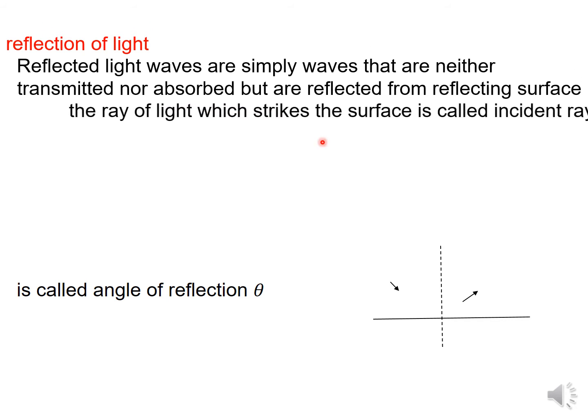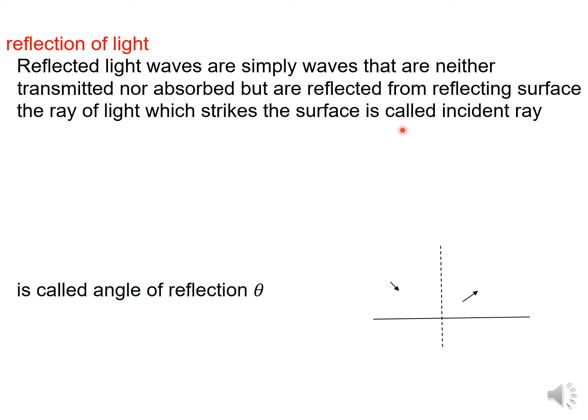The ray of light which strikes the surface of reflecting surface is called incident ray. This is an incident ray, and this surface is the reflecting surface, and this line which is perpendicular to point of incidence is called normal of reflection.